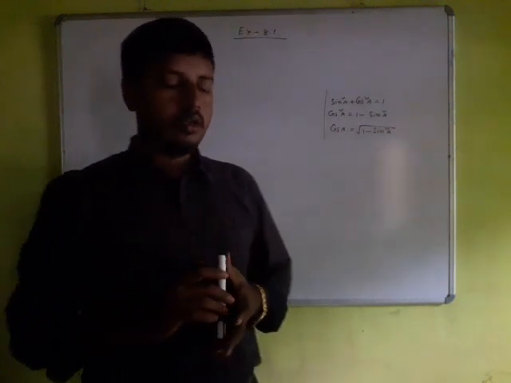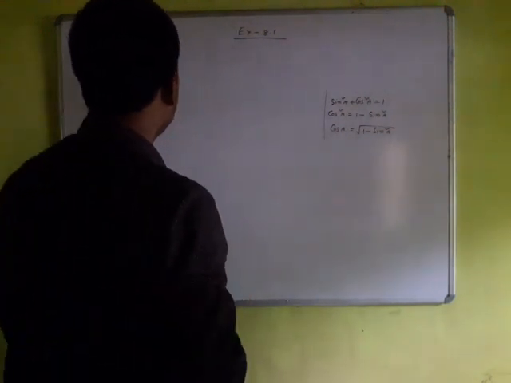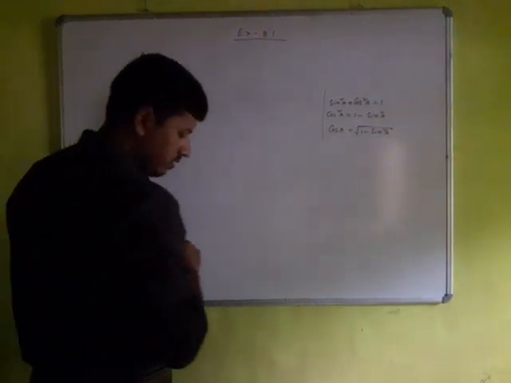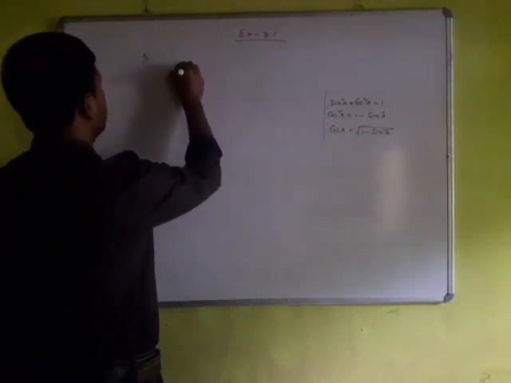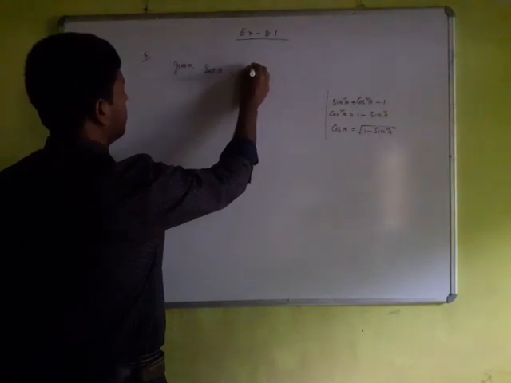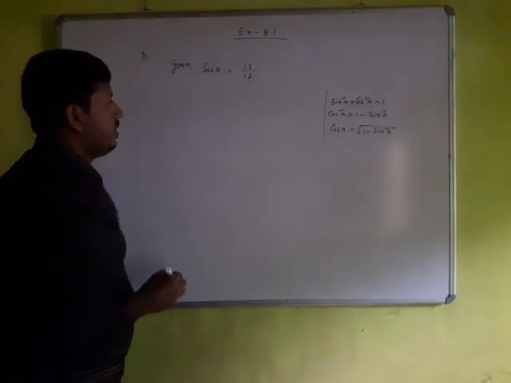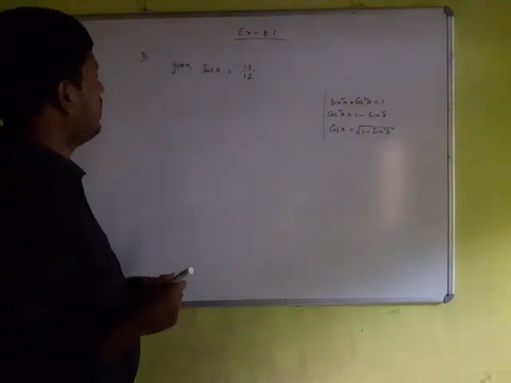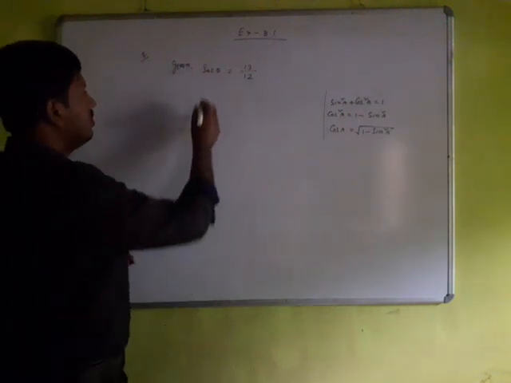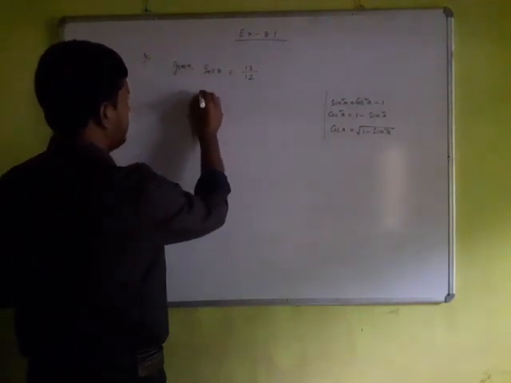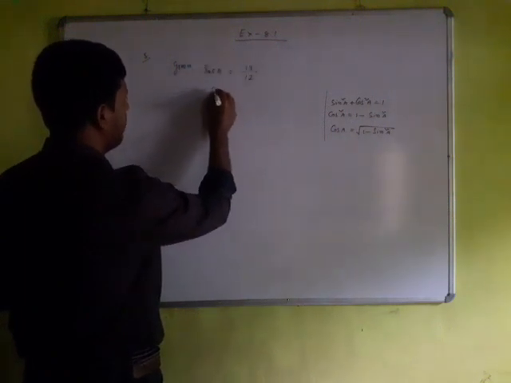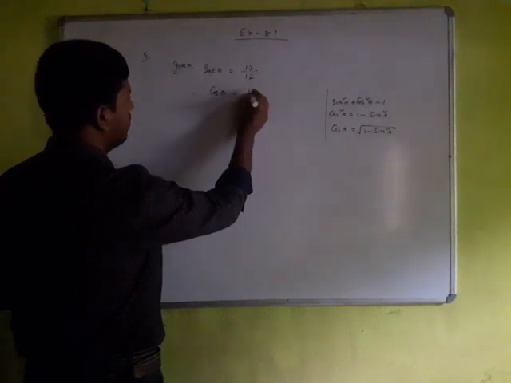Now we are trying to solve question number 5. So in question number 5, sec theta is given. Sec theta equal to 13 by 12. So we have to find all other trigonometric ratios, that is 5 other trigonometric ratios, depending on the value of sec theta. So cos theta is the reciprocal of sec theta, therefore if sec theta equal to 13 by 12, then cos theta equal to 12 by 13.